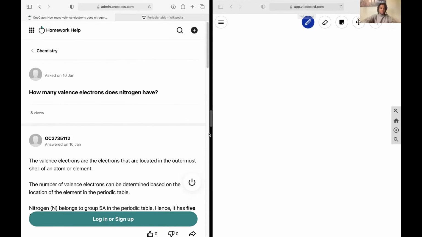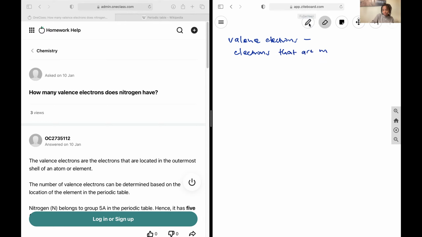Okay, let's get into it. So for our first question, we would like to figure out how many valence electrons nitrogen has. So first you need to define what the valence electrons are. And these are going to be the electrons that are most loosely held.